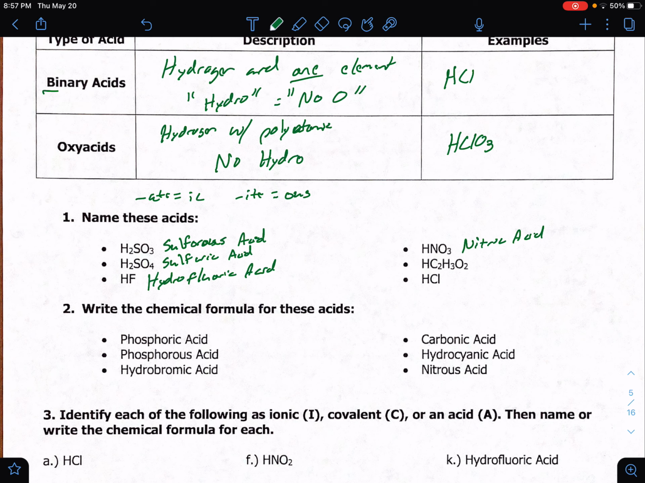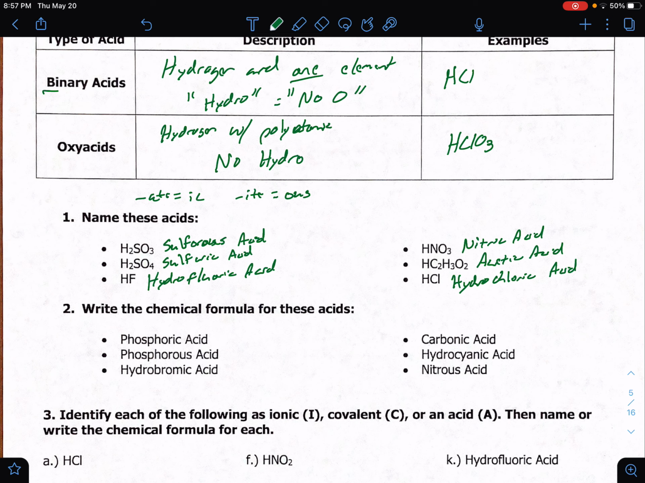HC2H3O2. That HC2H3O2 is just acetate. So I'm not going to use hydro because it's a polyatomic. So this would just be acetic acid. HCl. I don't see oxygen, so I'm going to use hydro. So this is going to be hydrochloric acid.